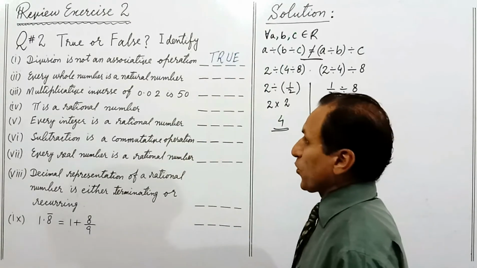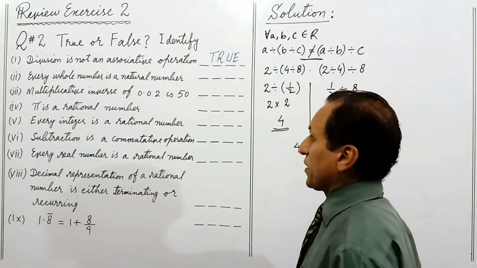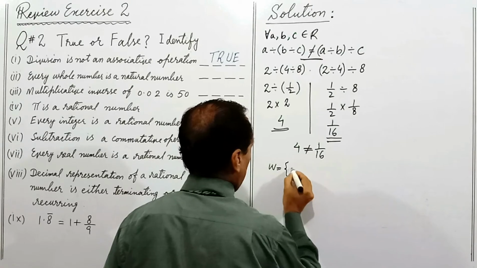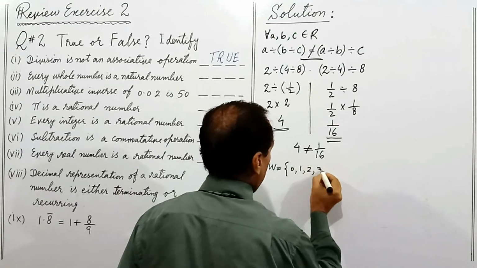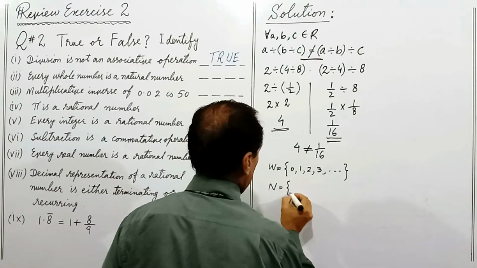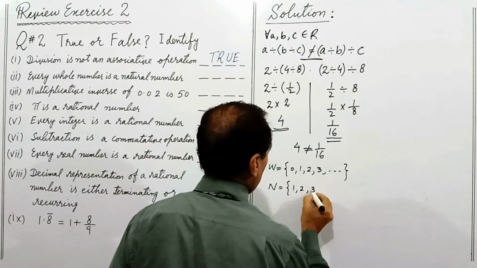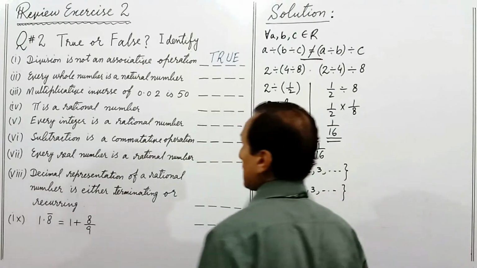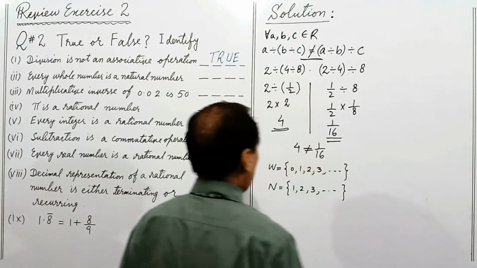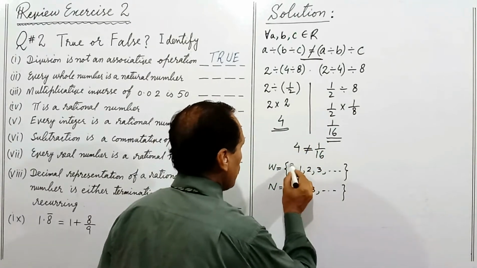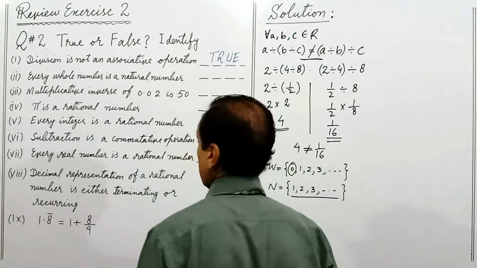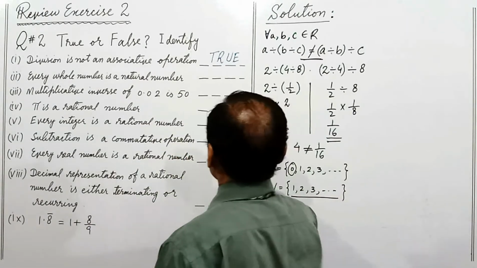Let's move to the second point. Every whole number is a natural number. We write the set of whole numbers to check: 0, 1, 2, 3 and so on, and the set of natural numbers consists of 1, 2, 3 and so on. And the statement is every whole number is a natural number. But what we see is that 0 is a number which does not exist in the set of natural numbers. Hence, this statement is false.